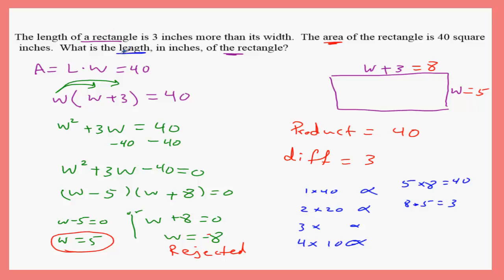If you're looking for the length, of course the length is the greater number, the bigger number. The width is the smaller number. This is another way to do it. Works well.